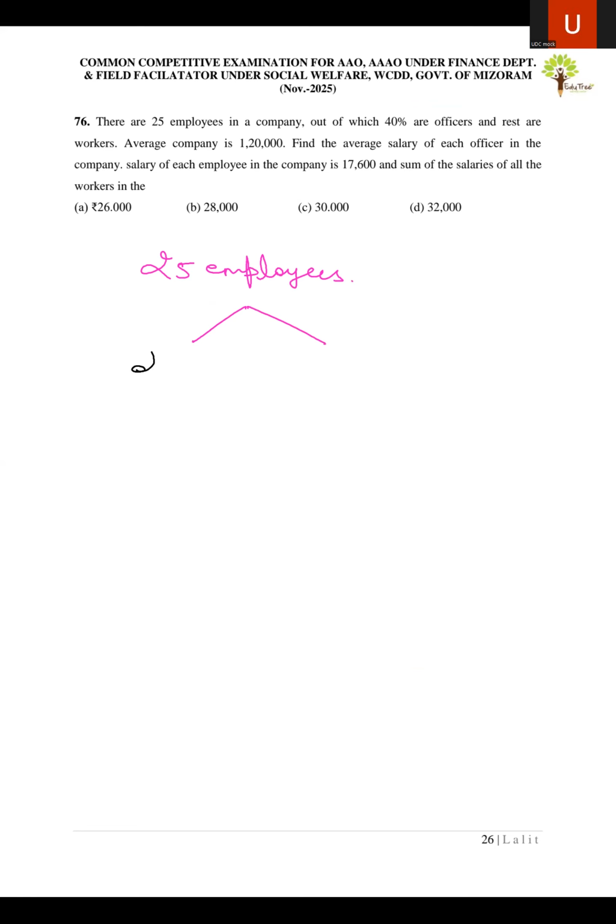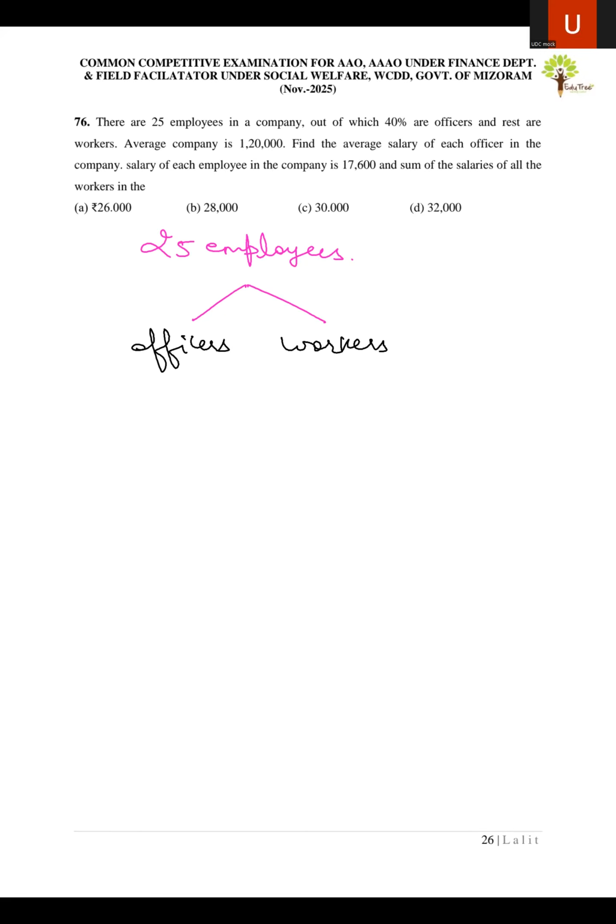So the next question is, there are 25 employees in a company, out of which 40% are officers and the rest are workers. All right. So they are saying some are officers and the rest are workers. Now this is given to us. So we have to find average company.